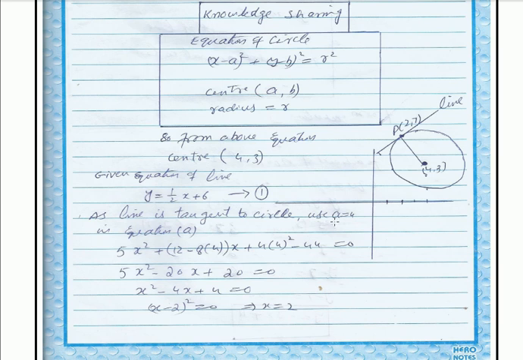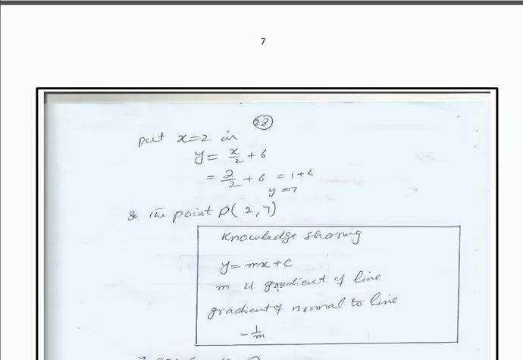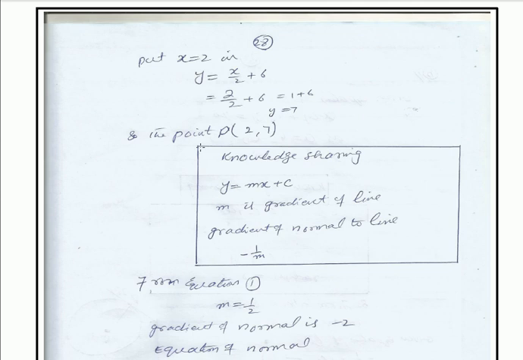As the line is tangent to the circle, when we use a equal to 4 in equation 1, after simplification we get (x minus 4) whole square equal to 4, which implies x equal to 2. Putting x equal to 2 in the line as calculated in the above step, we get y equal to 7. So the tangent point is (2, 7).